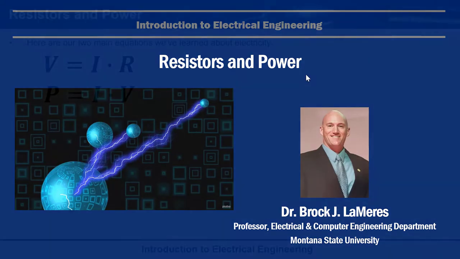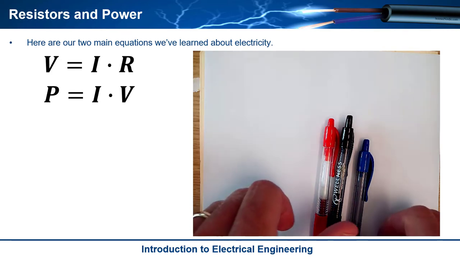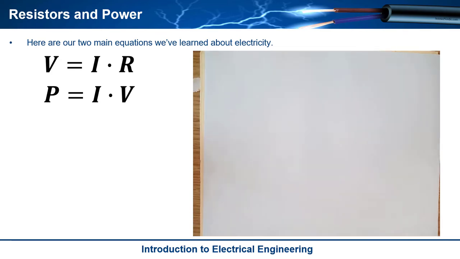Okay, so we have learned two equations. These are the big two equations in electrical engineering. V is equal to IR, which is Ohm's Law, and we also have P is equal to IV. So the power of any electrical system is defined by its current multiplied by the voltage across it. And if we take these two equations, we can actually start looking at the power in a resistor.